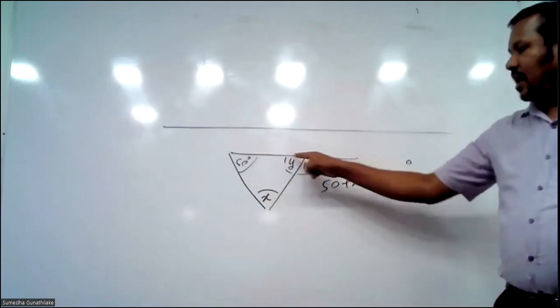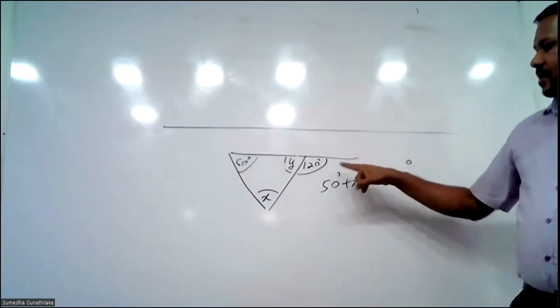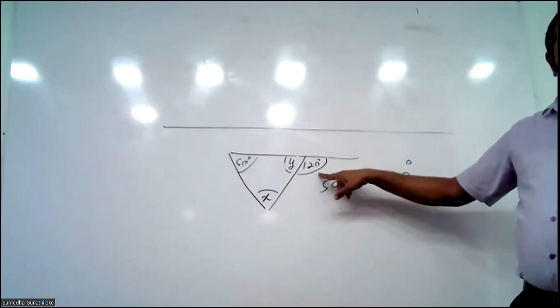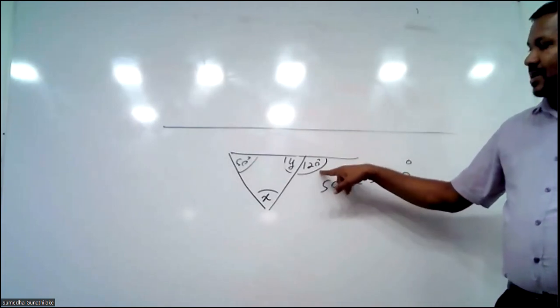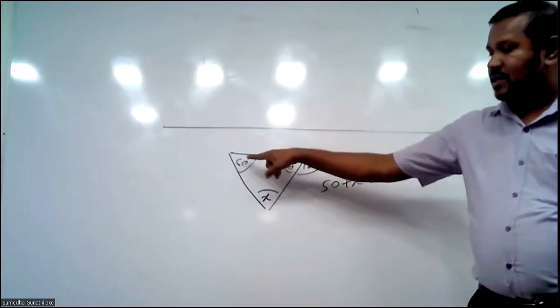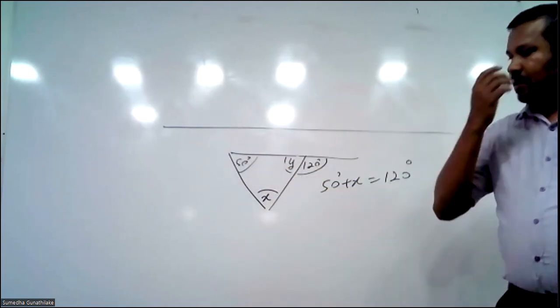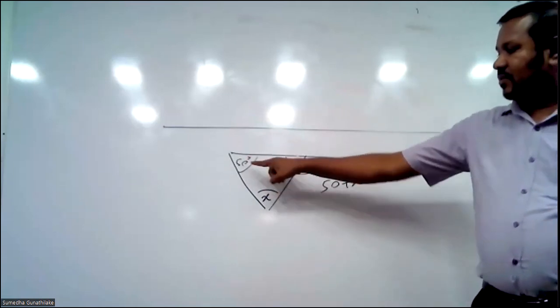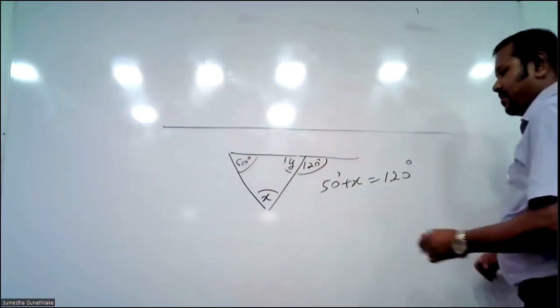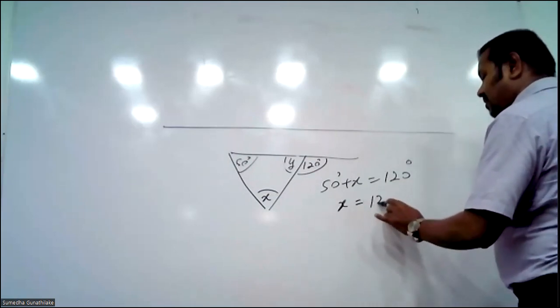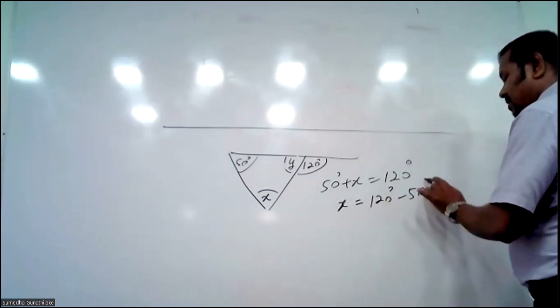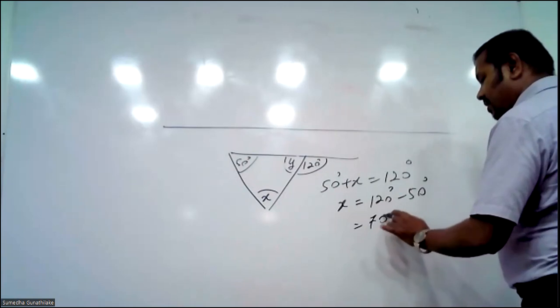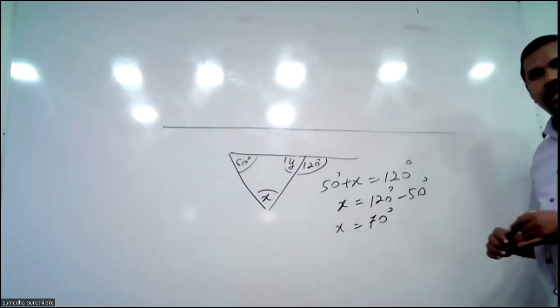Yes, when you produce this side of this triangle, this exterior angle, these exterior angles formed is equal to the sum of the interior opposite angles. Exterior angle equals the sum of the interior opposite angles. X plus 50 equals 120. Then x equals 120 minus 50. That is 70. X equals 70.